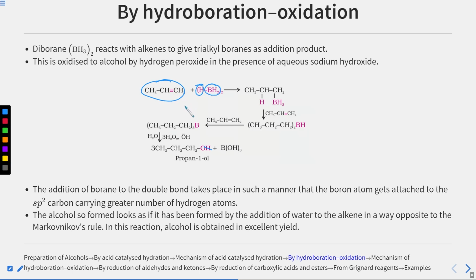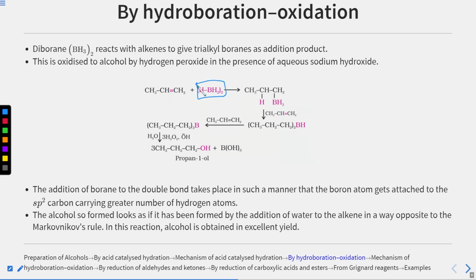But for now, assume that this HBH2 addition, only HBH2, I'm not talking about OH right now, takes place in the opposite direction to what Markovnikov predicts. So if Markovnikov predicts that the negative part should go here, then if we do the hydroboration oxidation, the BH2 part will go here. And one more thing, here 3 moles are required.